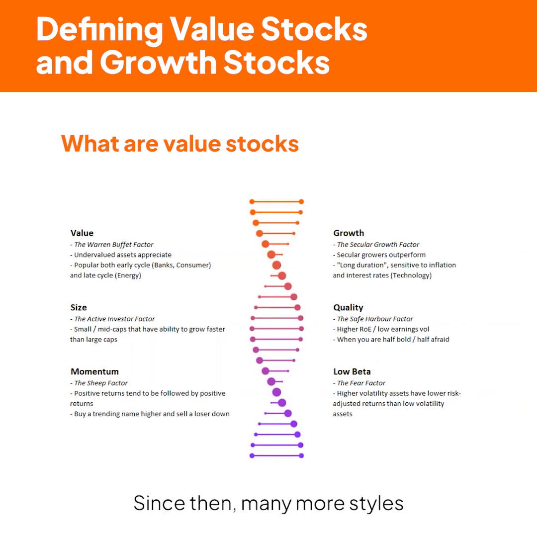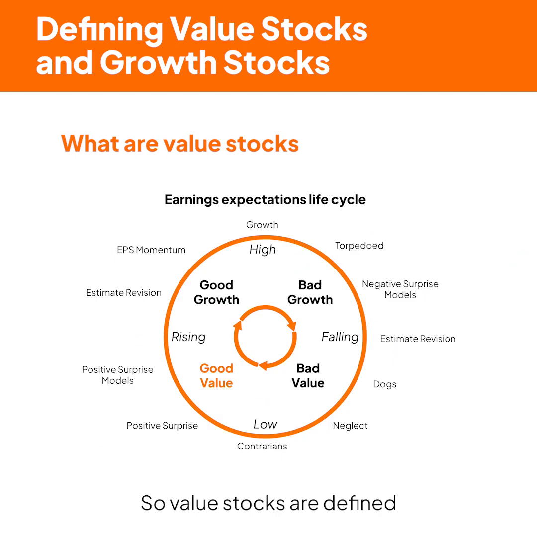Since then, many more styles have been developed, and some of these are shown on this slide, but we're going to focus on the two most popular, value and growth. So value stocks are defined as stocks that are out of favor, viewed overly pessimistically by the consensus. They're characterized by low price to book and PE and high dividend yield. Typically, value sectors are energy and financials.